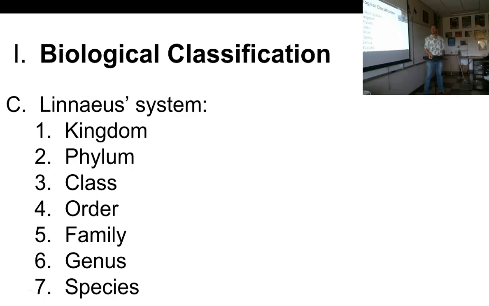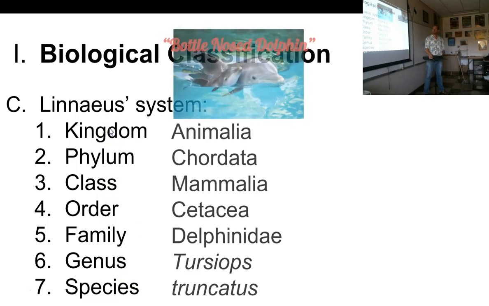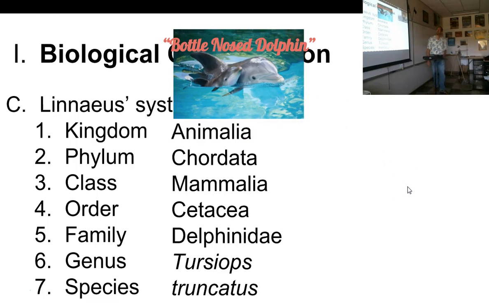Yeah. So, kingdom, phylum, class, order, family, genus, species. So this is a hierarchy. Species is the smallest group. Kingdom is the biggest group. Okay. So if you wanted to say, well, what is the classification system for the bottlenose dolphin? We could look at the bottlenose dolphin and come up with groups that it belongs in for all of these.